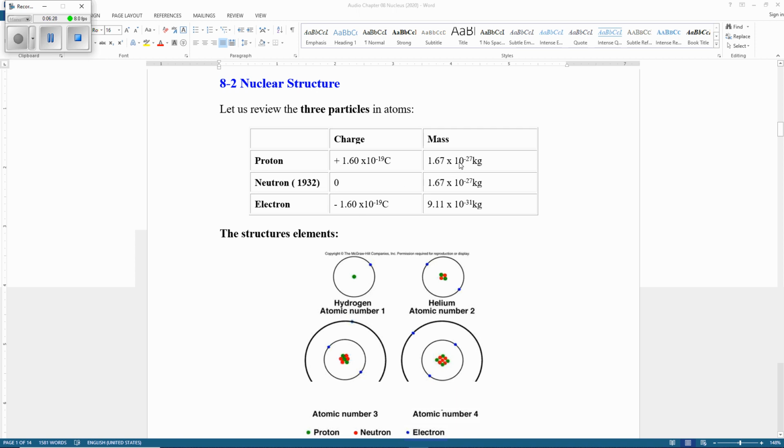Now the mass is very important. The mass is very important for nuclear physics because mass and energy are related. Protons and neutrons are much heavier compared to electrons.